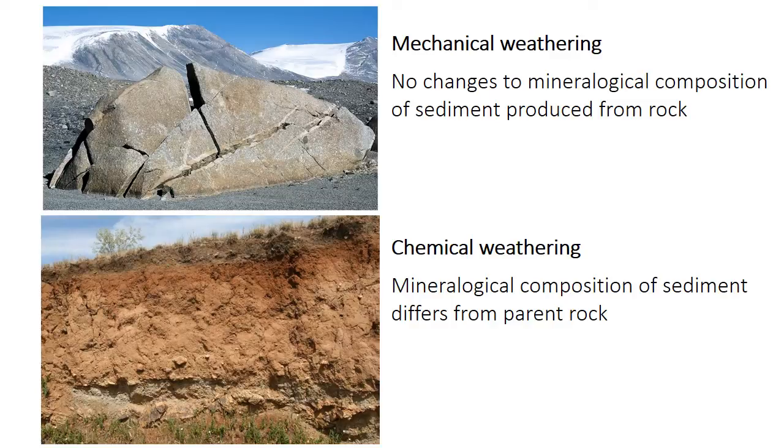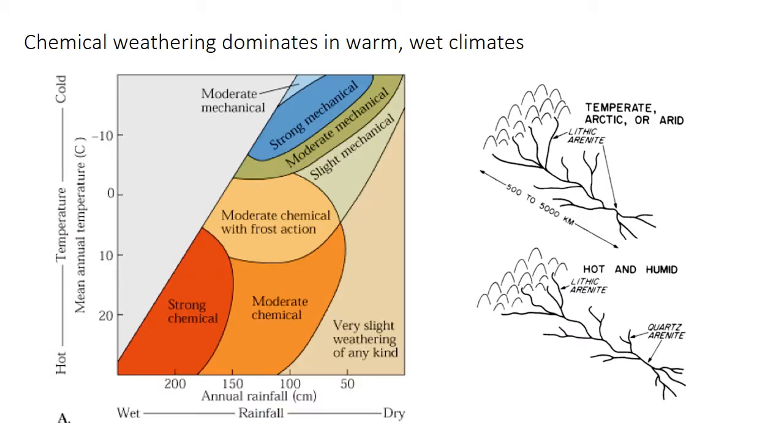Weathering can also occur due to chemical processes, the breakdown of minerals due primarily to acidic water, and this does alter the mineralogical composition. So the relative importance of mechanical and chemical weathering differs largely as a function of temperature and rainfall, with chemical weathering dominating in warm and wet regions. Mechanical weathering, in contrast, dominates in cold regions and temperate regions as well. In very dry regions, very little weathering occurs.